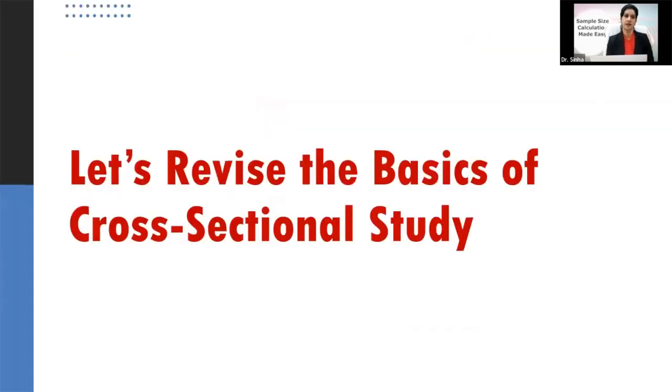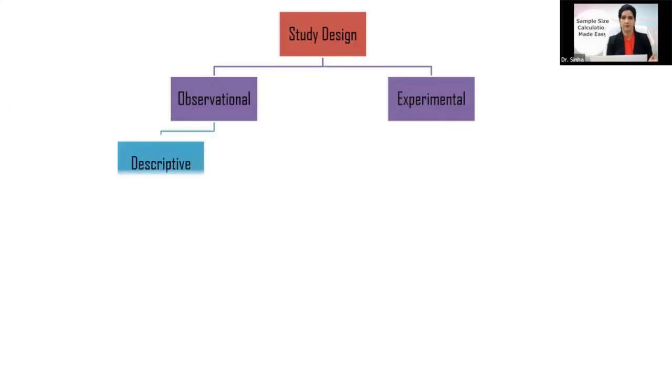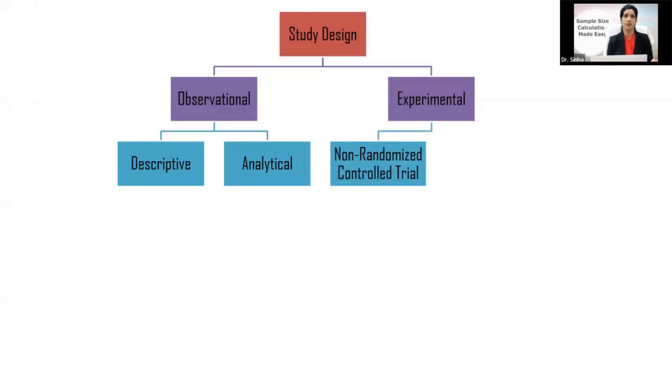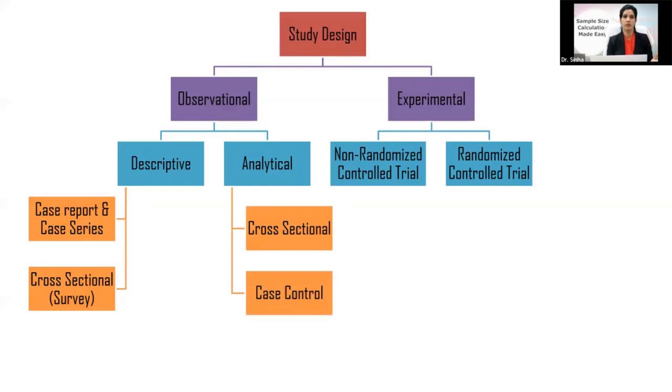So now let's revise some basics of the cross-sectional study. As all of you know, any research design you classify as observational and experimental. Under observational, you have descriptive and analytical. I'm not going into the experimental part. The cross-sectional comes in both. There is a descriptive cross-sectional, the classical surveys which we do. And there is an analytical cross-sectional also, where we do hypothesis testing.